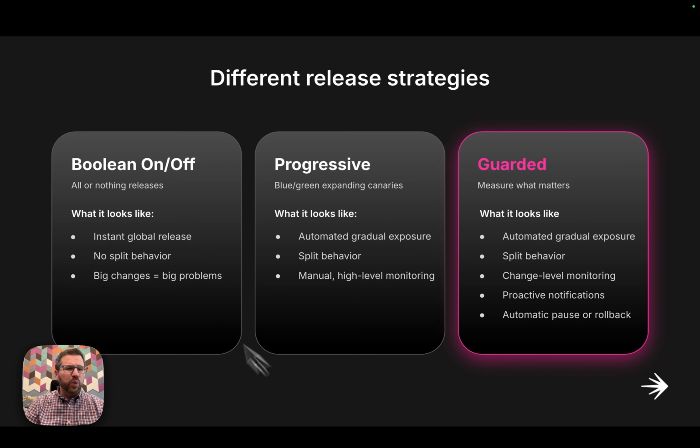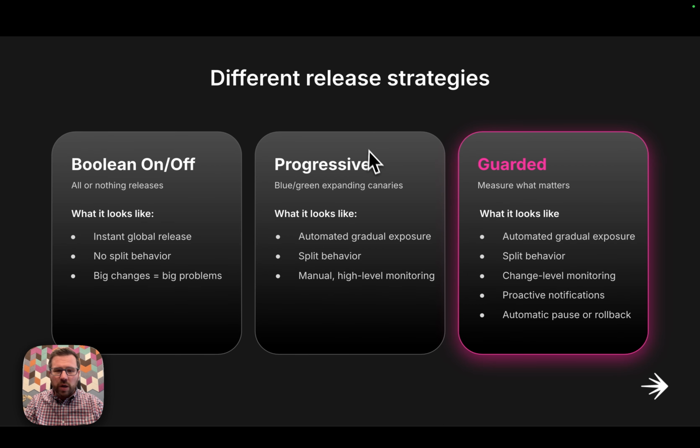On the far left with a Boolean on-off, this means that you have successfully decoupled deployment from release and are now going to use a feature flag to instantly release to everybody. However, this means that there's no split behavior, no slow rollout, so that means that the big change could cause big problems because you're exposing it to everyone all at exactly the same time.